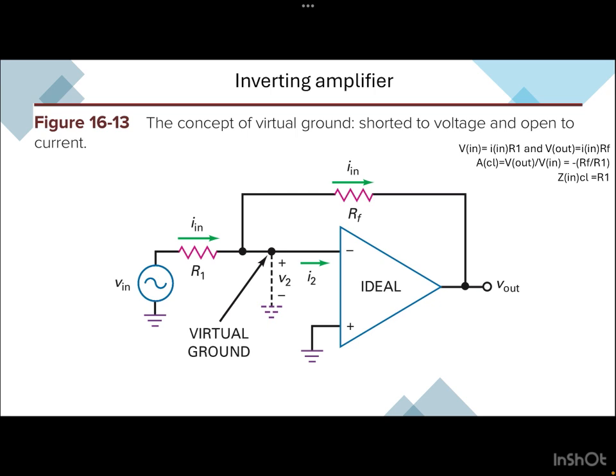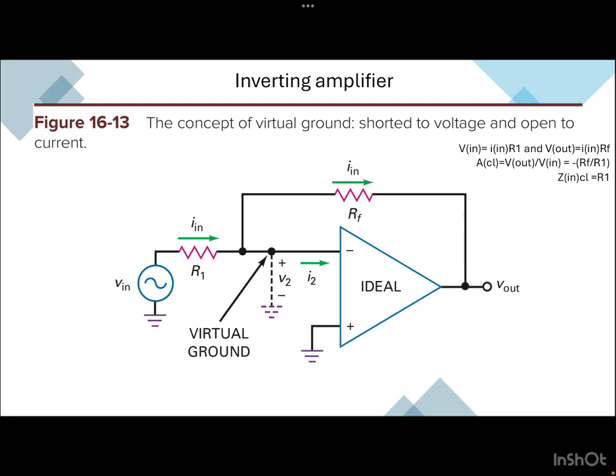The closed loop voltage gain is the voltage gain when there is a feedback path between the output and the input. Because of the negative feedback, the closed loop voltage gain is always smaller than the open loop voltage gain. As you see here, these are the rules or formulas to use.